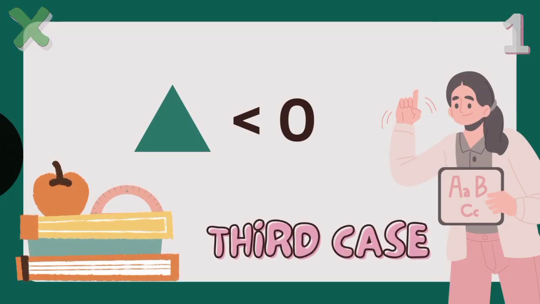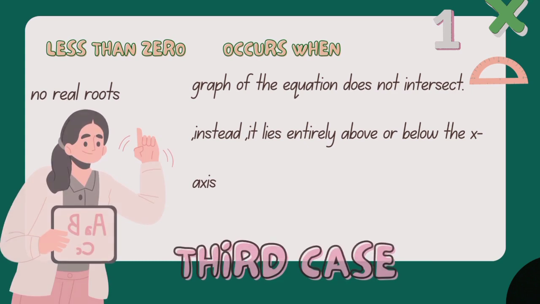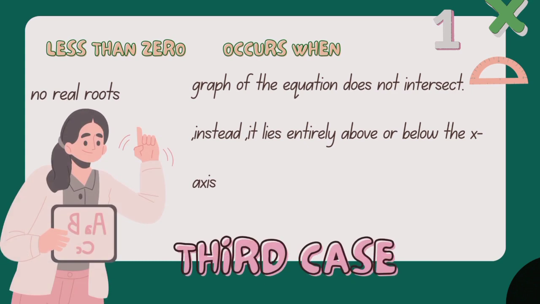Third case: when the discriminant is less than 0, it means that there are no real roots for the quadratic equation. In this case, the graph of the equation does not intersect or touch the x-axis at any point. Instead, it lies entirely above or below the x-axis.